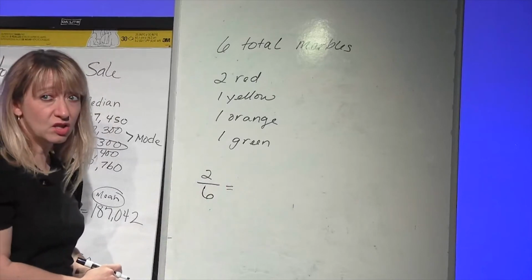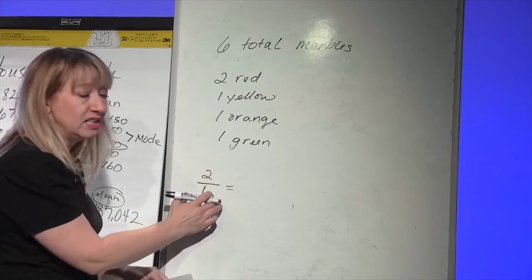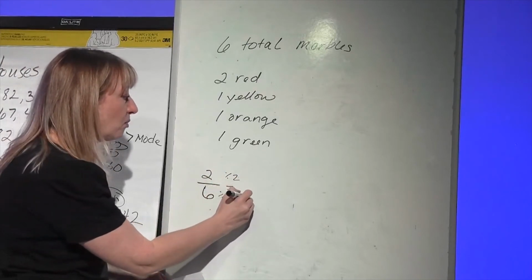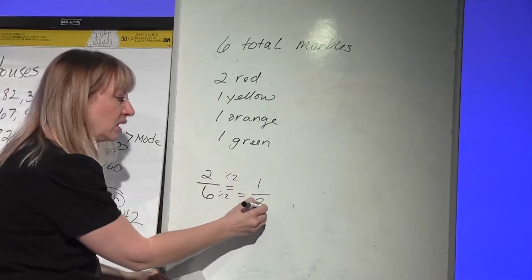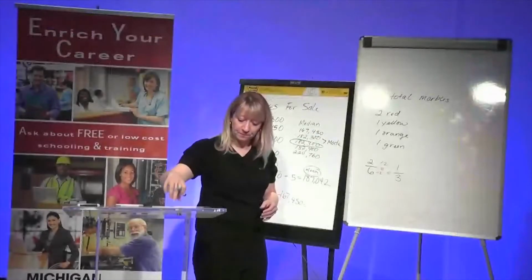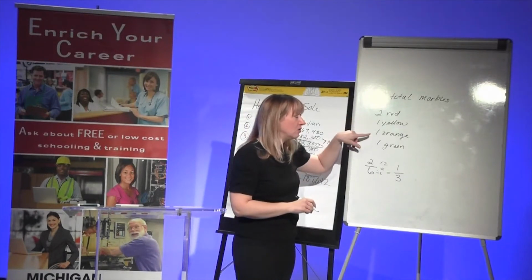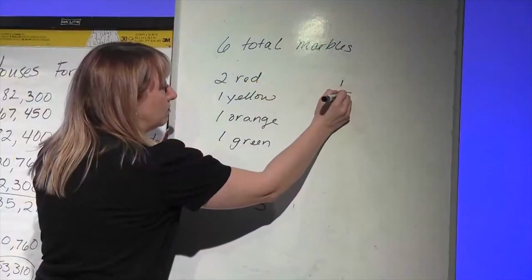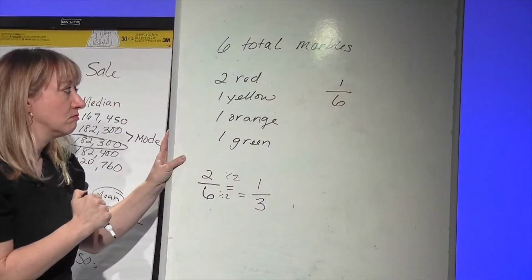With probability, you still always want to reduce, just like a fraction. So I can divide both by 2. They're both divisible by 2. So Leanne's chances of pulling out a red marble would be 1 out of 3. If they had asked, what is the probability she will pull out an orange marble? That would be 1 out of 6, because there's only 1 orange marble.